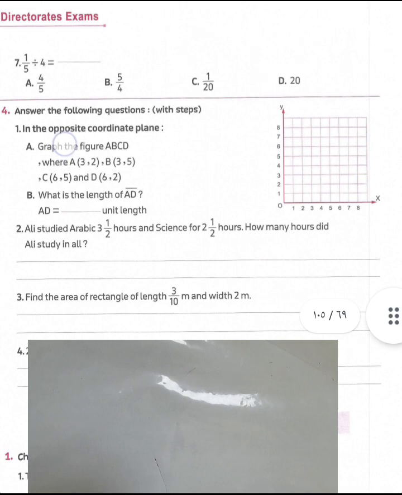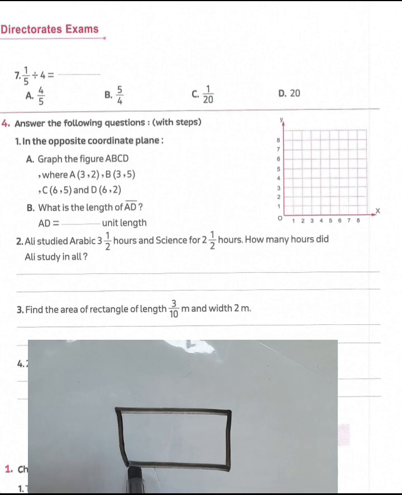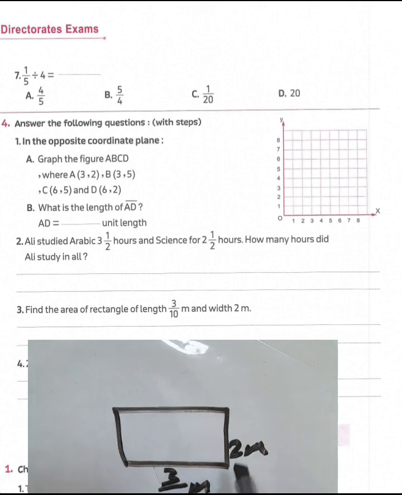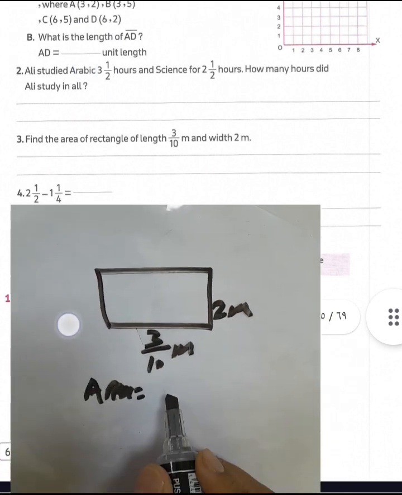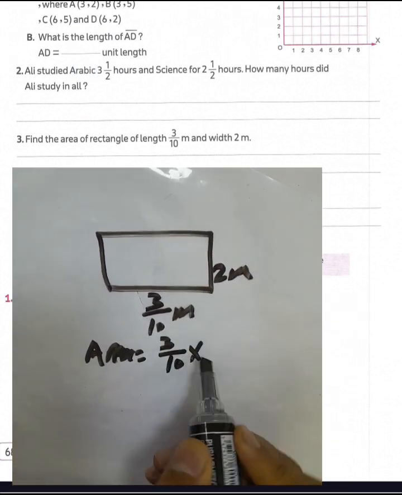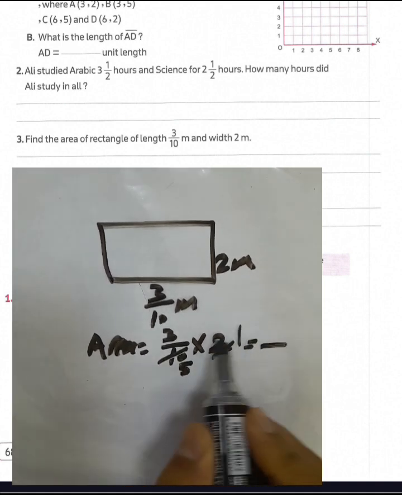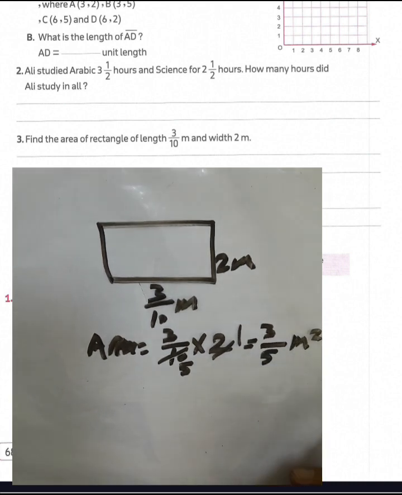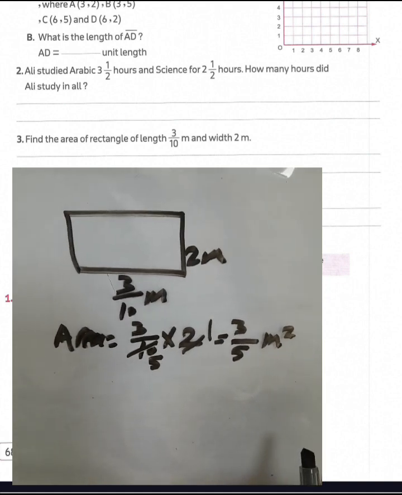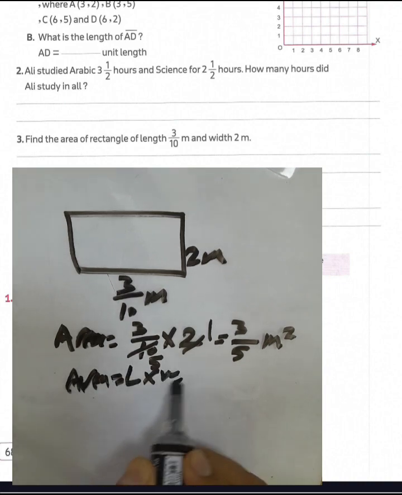Question number 3. Find the area of a rectangle, length and width. We have length 3 over 10 meter and width 2 meters. We want to find the area. We can write 3 over 10, length, multiplied by width, 2. 2 divided by 2 is 1, 10 divided by 2 equals 5. Then the result will be 1 times 3 equals 3 and 1 times 5 equals 5. Then the area will be 3 over 5 square meter. The area of a rectangle equals length times width.